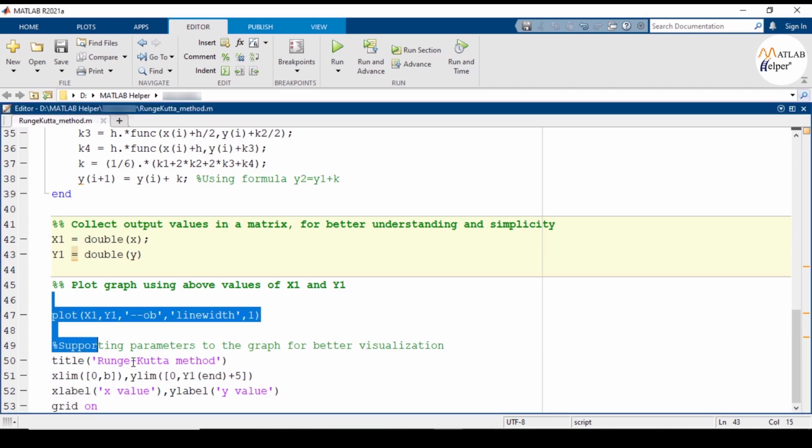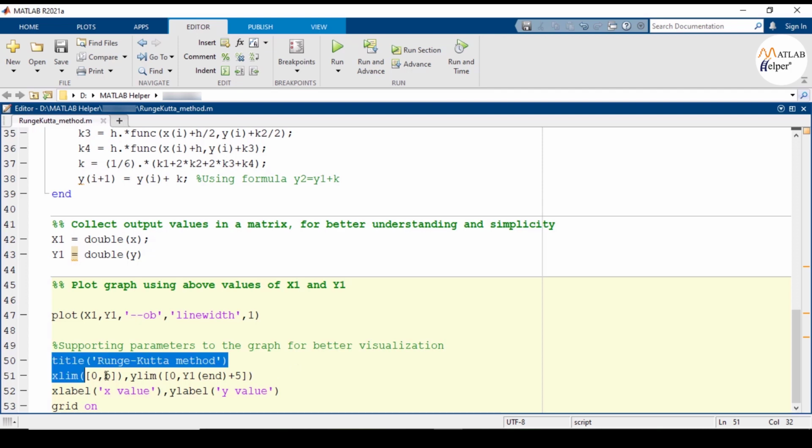Now this is the last part of the program, where we plot the graph of the results obtained from the above calculations. The x and y values up to 4 points are plotted on the x-axis and y-axis of the graph. All these supporting commands, title, x limit, y label, are used to make the graph look more attractive and detailed. This is the syntax of the plot command, wherein you provide the x-axis values in the first place, followed by the y-axis values here.